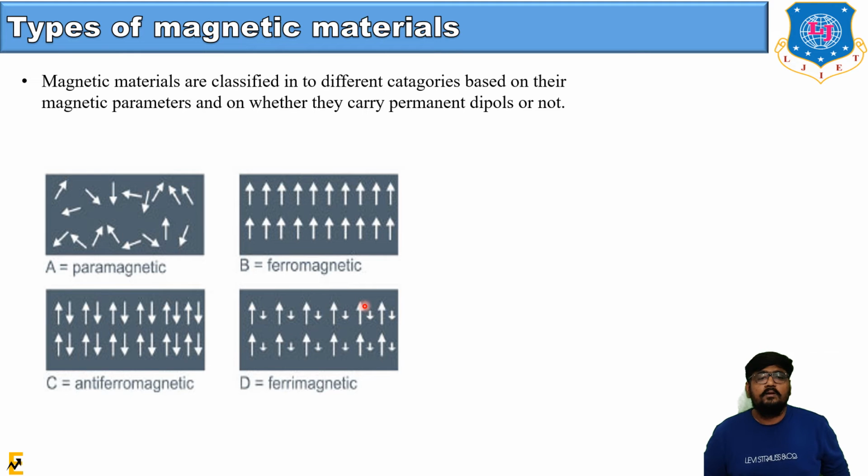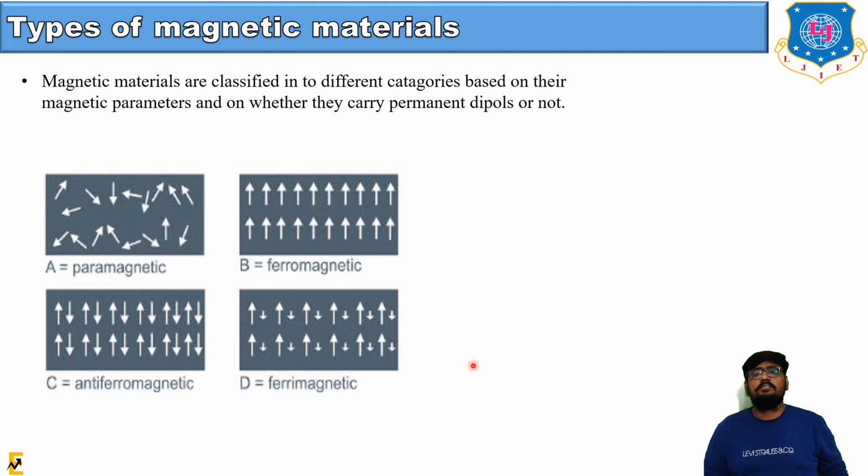Magnetic materials are classified into different categories based on their magnetic parameters and on whether they carry permanent dipoles or not. As you can see in figure A, that is a paramagnetic material. In that, the dipoles or the magnetic moments are in a random fashion, whereas in ferromagnetic and ferrimagnetic they are in an organized fashion, whereas in anti-ferromagnetic, equal and opposite directions can be observed. In ferrimagnetic the opposition is there, but it is very minute and smaller.